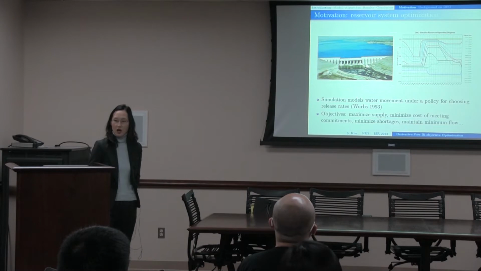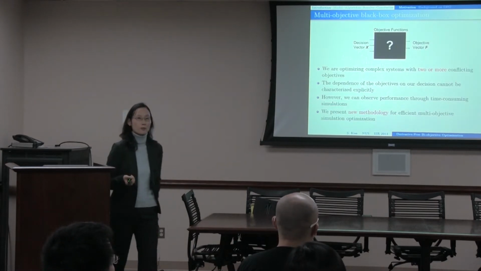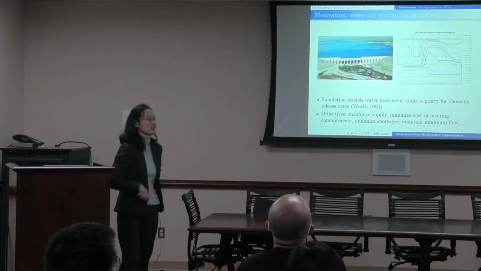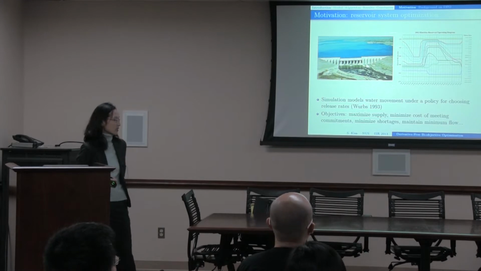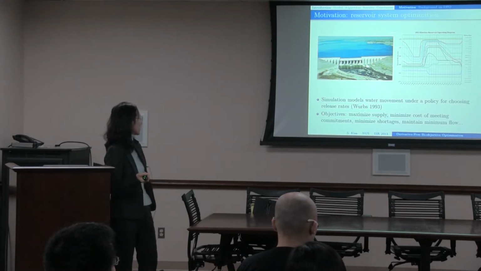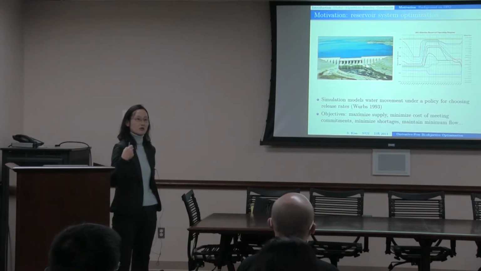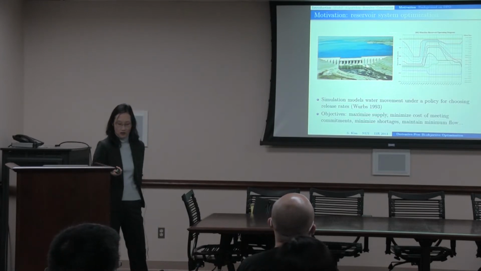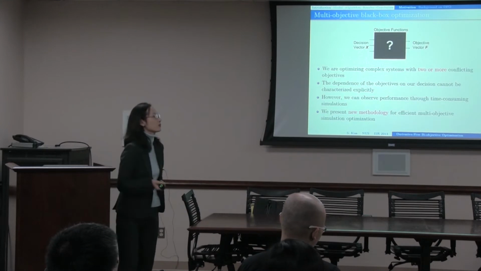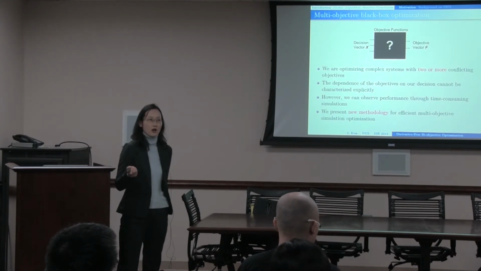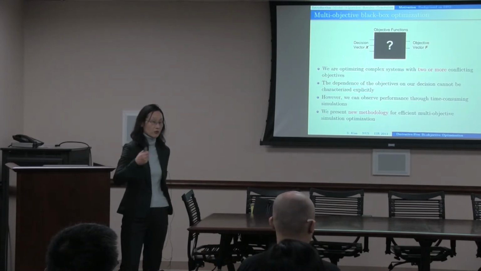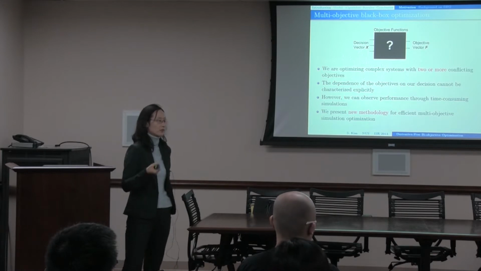So what is the common thread in these two examples? Sorry, I have to talk about the objectives in this example. They have some economic objectives, like minimizing the cost, but at the same time they also want to minimize the water shortage, and there will be some other types of objectives. The common thread is that the real system is very expensive, so they have to build a computer simulation model, and through this they try to optimize the system.